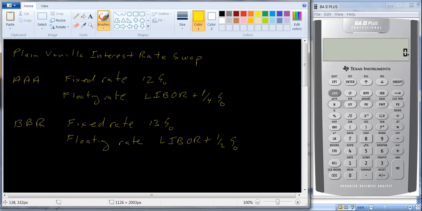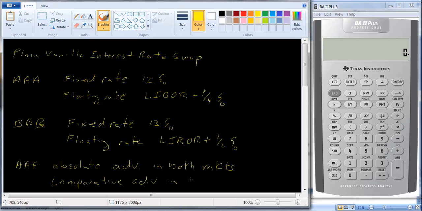They want to swap with B because while they have a 0.25% advantage in floating rate borrowing, they have a 1% advantage in fixed rate borrowing. So they have what's called an absolute advantage. Okay, so AAA has an absolute advantage in both markets. Okay, but they have a comparative advantage in fixed rate borrowing. Okay, they've got a bigger advantage.